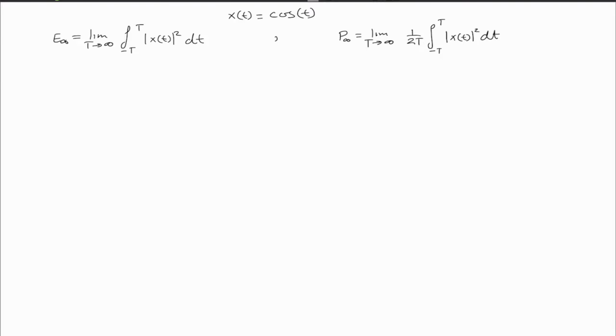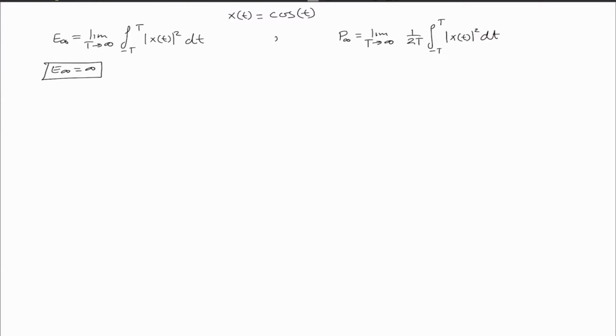And we know that cosine t is a continuous time signal. It goes from negative infinity to positive infinity. Thus, the energy for this signal is going to be equal to infinity. We know that because if we integrate a signal over a finite interval, we're going to have a finite amount of energy. If we integrate over an infinite time interval, we're going to have an infinite amount of energy.